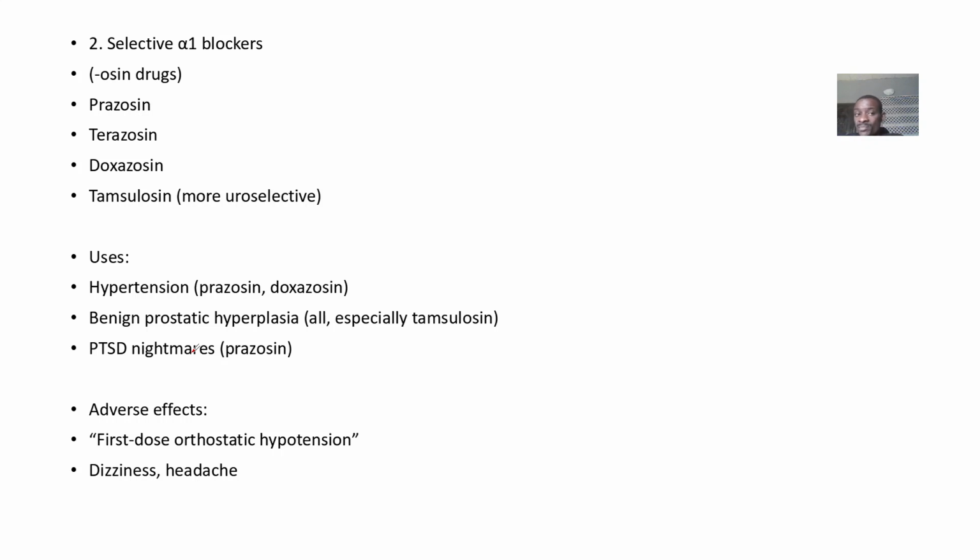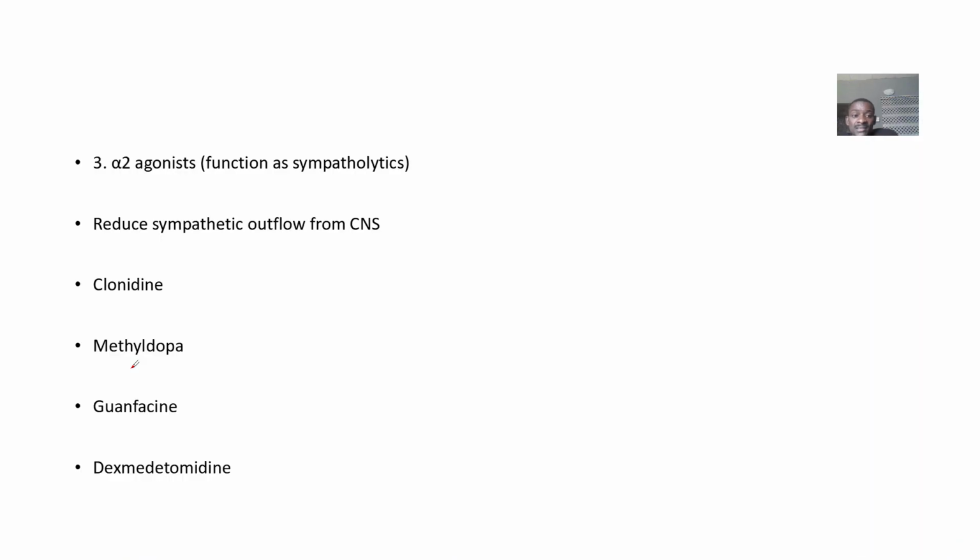So we have the ones that are selective, that can block only the α-1 receptors. So drugs like Prazosin, we have Terazosin, then we have Doxazosin. All right, so they can be used in hypertension, in benign prostatic hyperplasia, and in post-traumatic stress disorder, or PTSD.